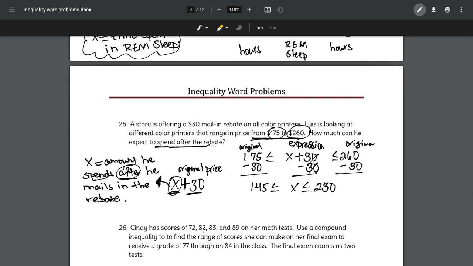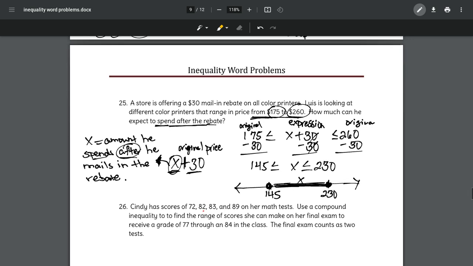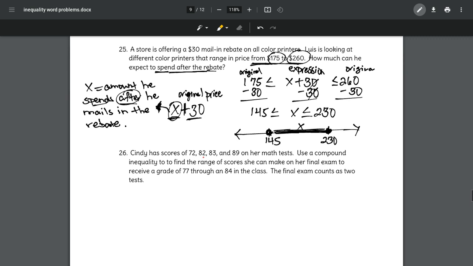But if you want to use an inequality, this is the way you would set it up. And just shade in between. So after the mail-in rebate, those are my X's. He could have spent anywhere from 145 to 230 bucks.